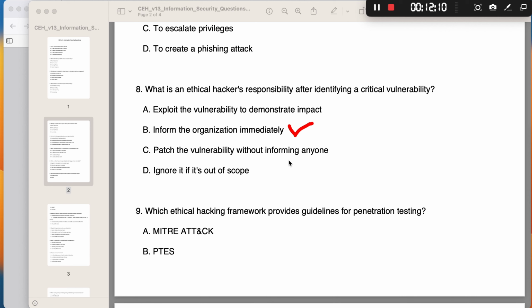You know what? It is a business. There's another aspect of the business that you may not be aware of. Your job is to inform immediately, document it, and move on.